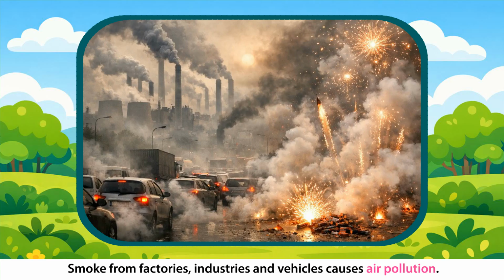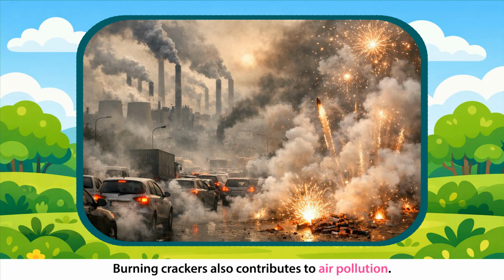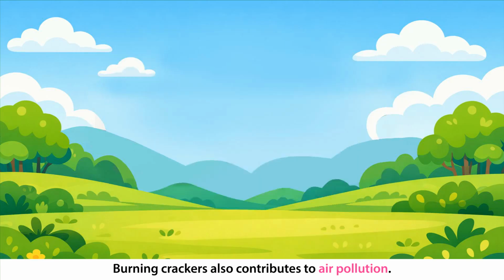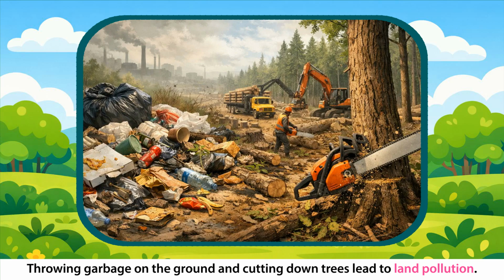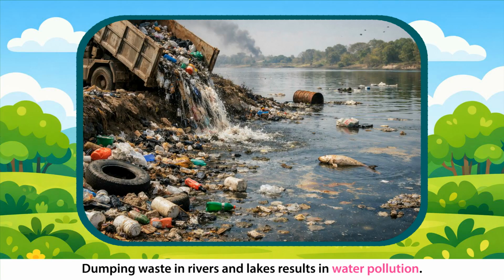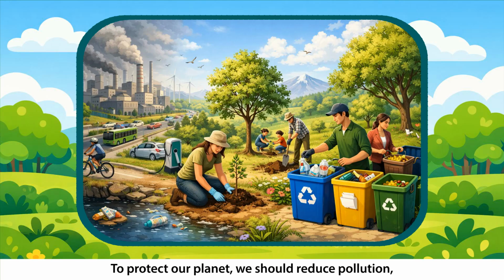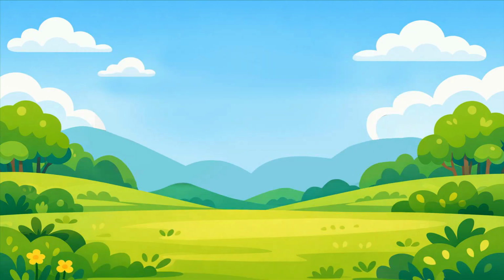Smoke from factories, industries, and vehicles causes air pollution. Burning crackers also contributes to air pollution. Throwing garbage on the ground and cutting down trees lead to land pollution. Dumping waste in rivers and lakes results in water pollution. To protect our planet, we should reduce pollution, plant more trees, and throw away waste responsibly.